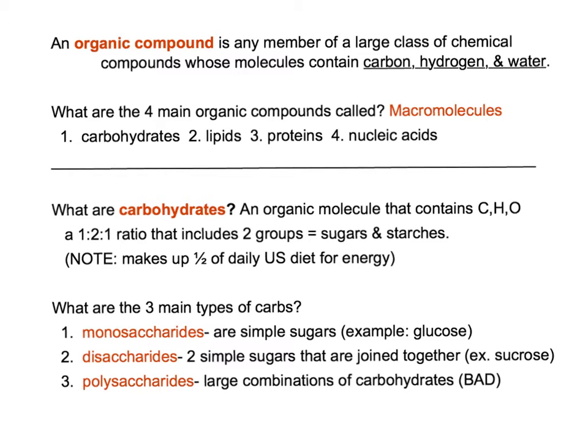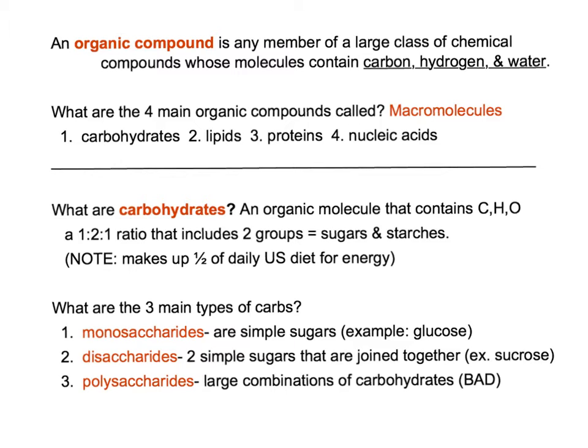Now we're going to begin the last section of Chapter 2, Basic Chemistry and Biochemistry. An organic compound is a member of a large class of chemical compounds whose molecules contain carbon, hydrogen, and oxygen. Oxygen and hydrogen, H2O, make up water, and that's about between 65 and 75% of the human body. The four major organic compounds are called macromolecules. They are 1 carbohydrate, 2 lipids, 3 proteins, and 4 nucleic acids.